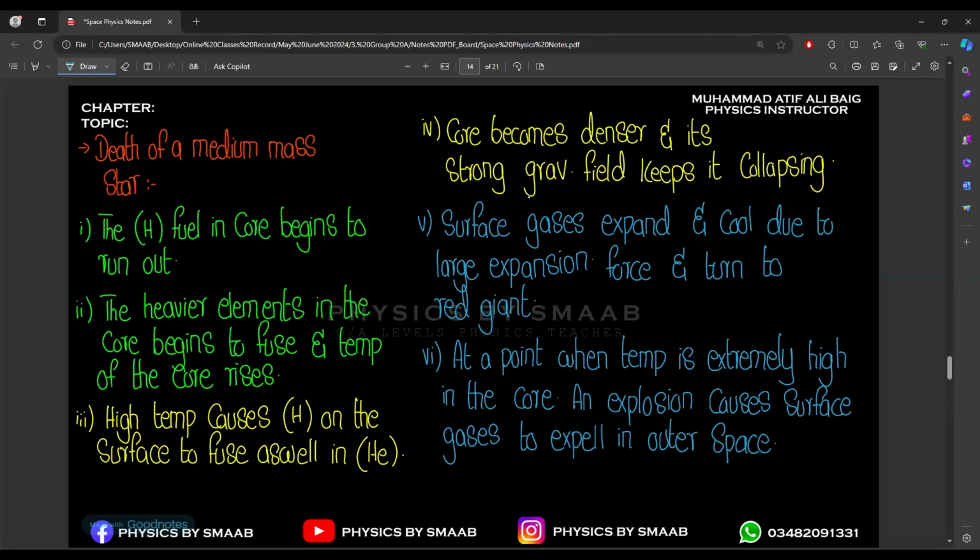And when the gas expands, that expansion of the gas is actually called a planetary nebula. And that part of the gas which was left out after the expulsion of the surface into space is called a planetary nebula. So the remaining part of the star is actually called a planetary nebula.